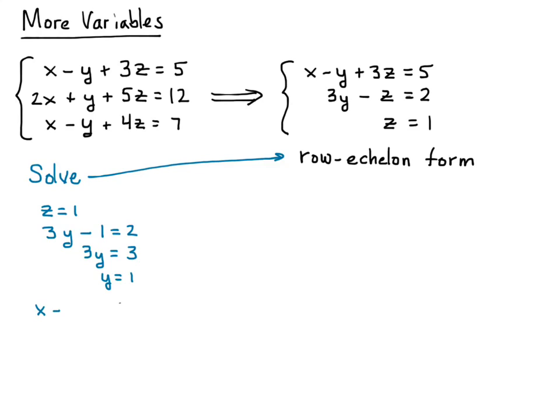Then I'm going to go to that first equation and plug in my known values of y and z, so I get x minus 1 plus 3 times 1 equals 5. Then I'll simplify that, and I get x equals 3. So I've solved for all 3 variables now, starting from this point where I have this row echelon form of equations.